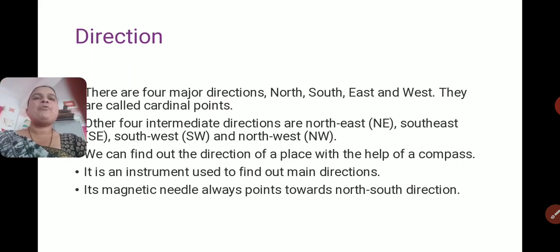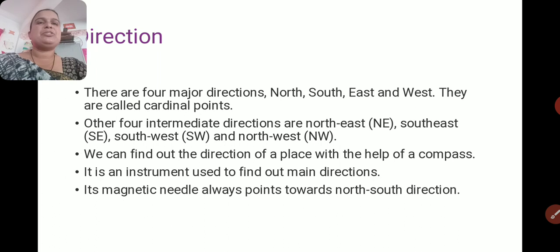Now the next important component is directions. There are four major directions: north, south, east and west. These are called major directions. They are also called cardinal points. Other four intermediate directions are northeast, southeast, southwest and northwest.